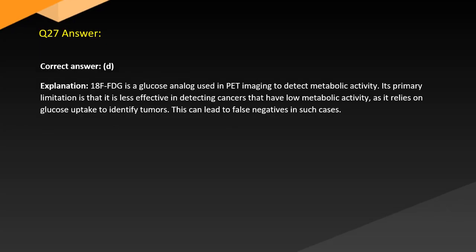Answer. Correct answer, D. Explanation. 18-FDG is a glucose analog used in PET imaging to detect metabolic activity. Its primary limitation is that it is less effective in detecting cancers that have low metabolic activity, as it relies on glucose uptake to identify tumors. This can lead to false negatives in such cases.